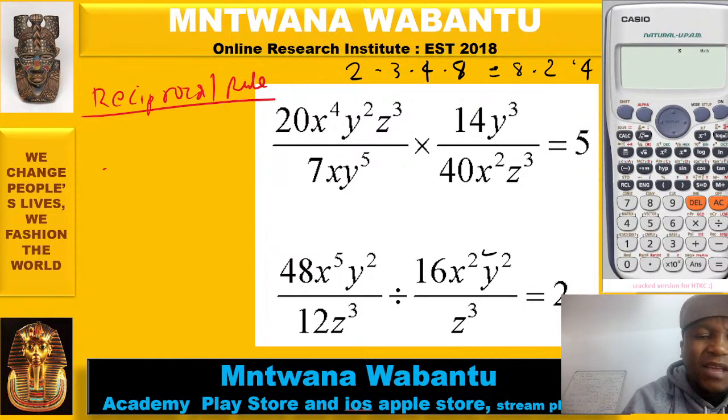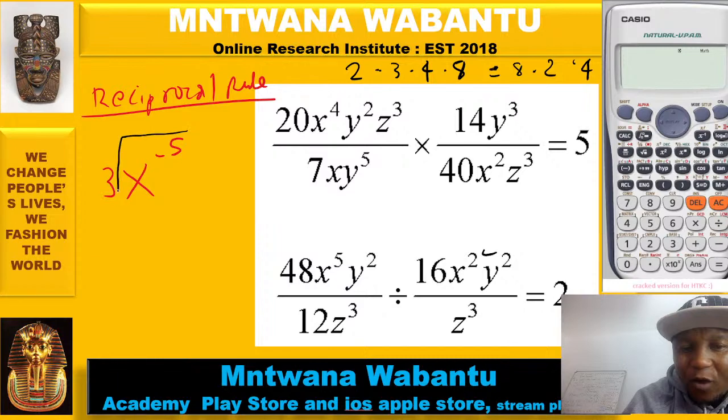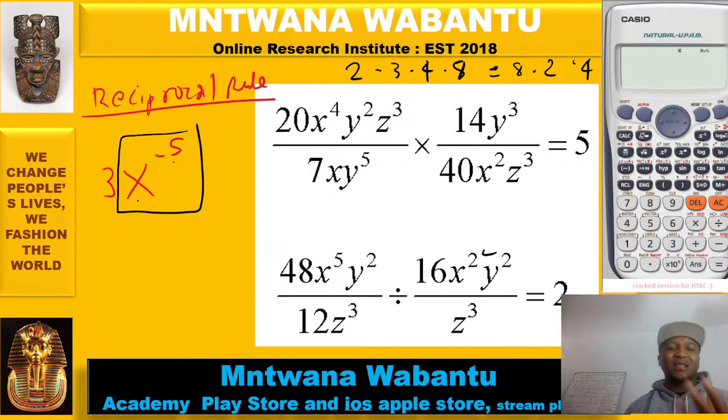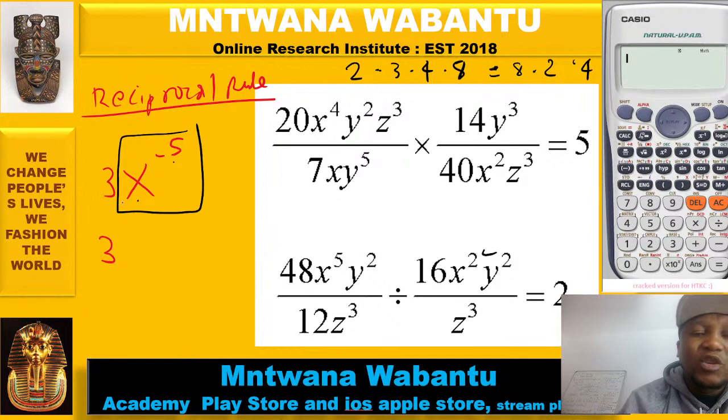The reciprocal rule is like somebody gives, let's say, 3x power negative 5. For the reciprocal rule, you do not focus on the number. You only focus on the exponential. You know what I mean by exponential, right? The base with the power. Only that is what you focus on. So 3 has nothing to do with the reciprocal. So you take this under the number always. Or on top of the number, but for now, we take it under the number.